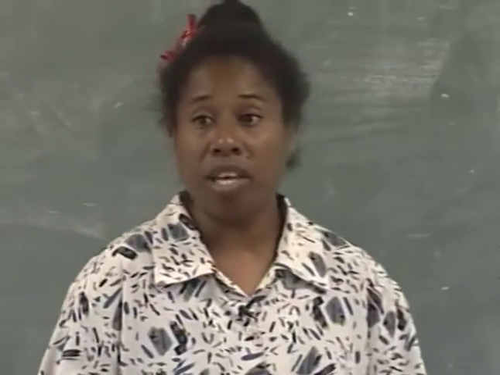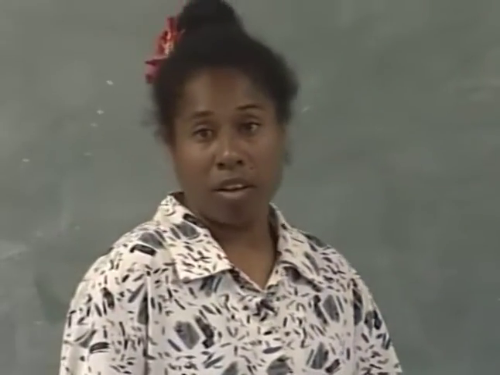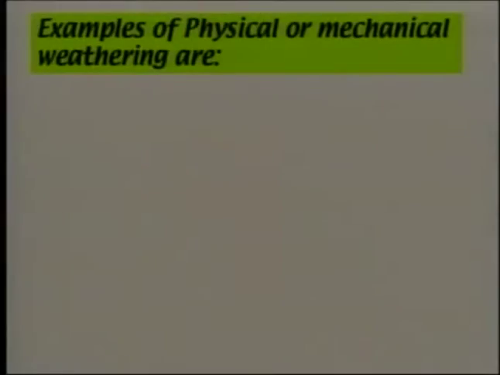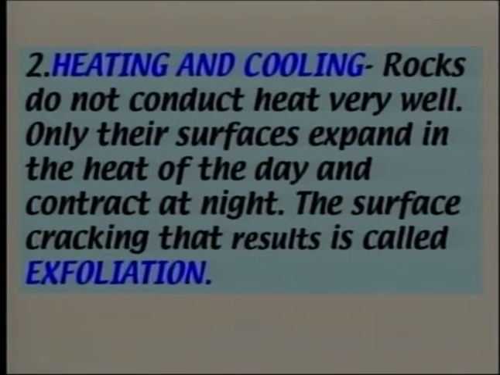Let's look at each of the explanations of the examples of physical or mechanical weathering. The first one, pressure release jointing. We found out that deep in the crust of the earth, rocks are kept under pressure by the weight of the other rocks above. As the surface rocks are removed, pressure is gradually released and the rocks expand and crack. This is an example of pressure release jointing. We have made notes on that from our previous lesson.